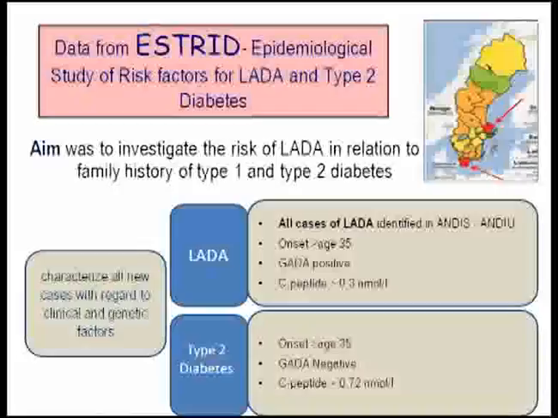Another big study done in Sweden, this is an ongoing study, the ESTRID study, an epidemiological study to find the risk factors of LADA and type 2 diabetes. It's done in 2 counties of Sweden where they took LADA patients and type 2 patients. LADA patients were identified by an age of onset more than 35. They were GAD antibody positive and their C-peptide was more than 0.3 nanomoles. And type 2 patients, the age of onset was also more than 35, but they were GAD antibody negative and the C-peptide was higher, more than 0.72 nanomoles.